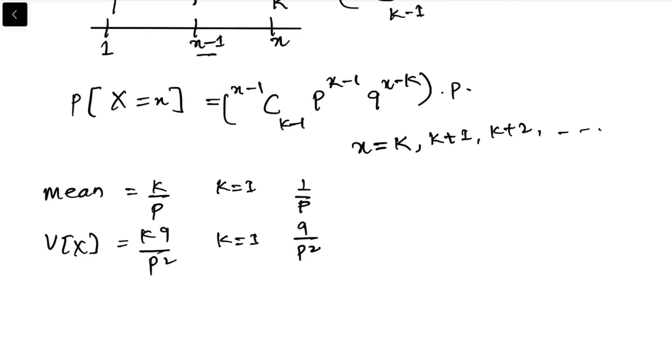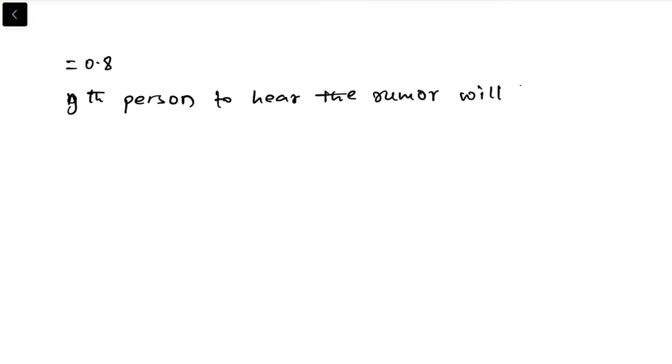Now let's look at one example. If the probability that a person will believe a rumor about a scandal in politics is 0.8, what is the probability that the ninth person to hear the rumor will be the fourth person to believe it? So this is the question. Let me repeat this again because this is a bit confusing. What is the probability that the ninth person to hear the rumor will be the fourth person to believe it?